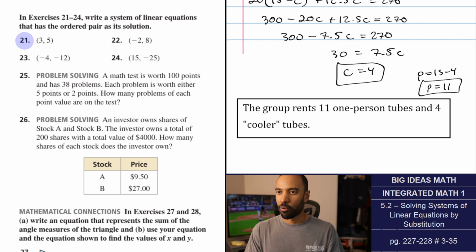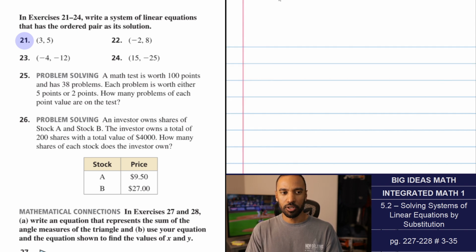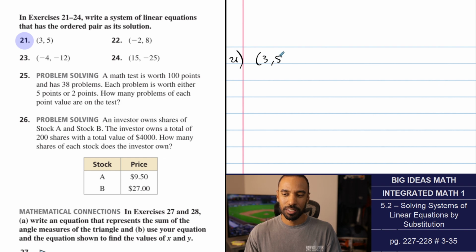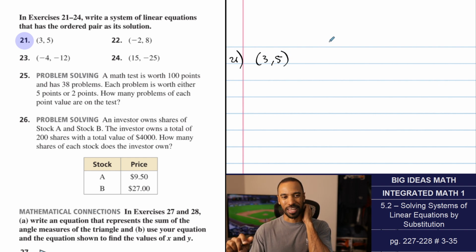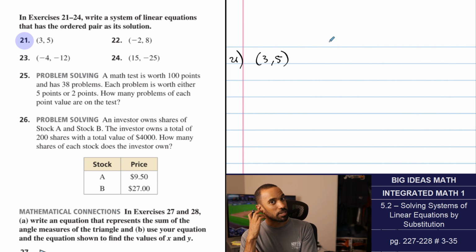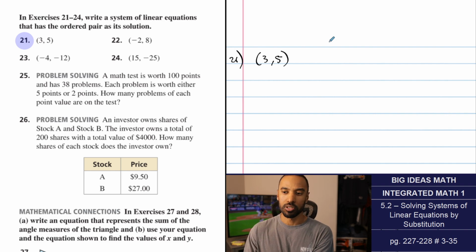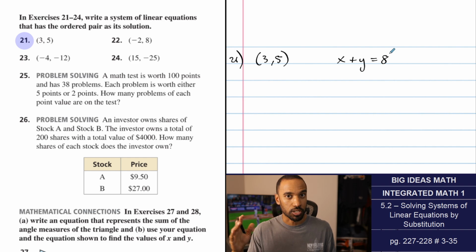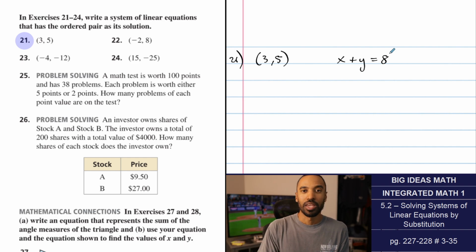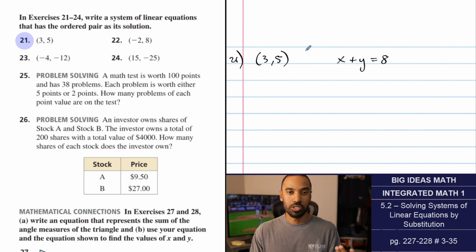Numbers 21 to 24 say, write a system of linear equations that has the ordered pair as its solution. Oh, that's weird. So it's like an open-ended set. I've never really done that. You just have to make something up that works, right? If you want to use slope-intercept form, or I can use a standard form one, x plus y equals 8, because 3 plus 5 is 8, right? You could do it really easily this way.